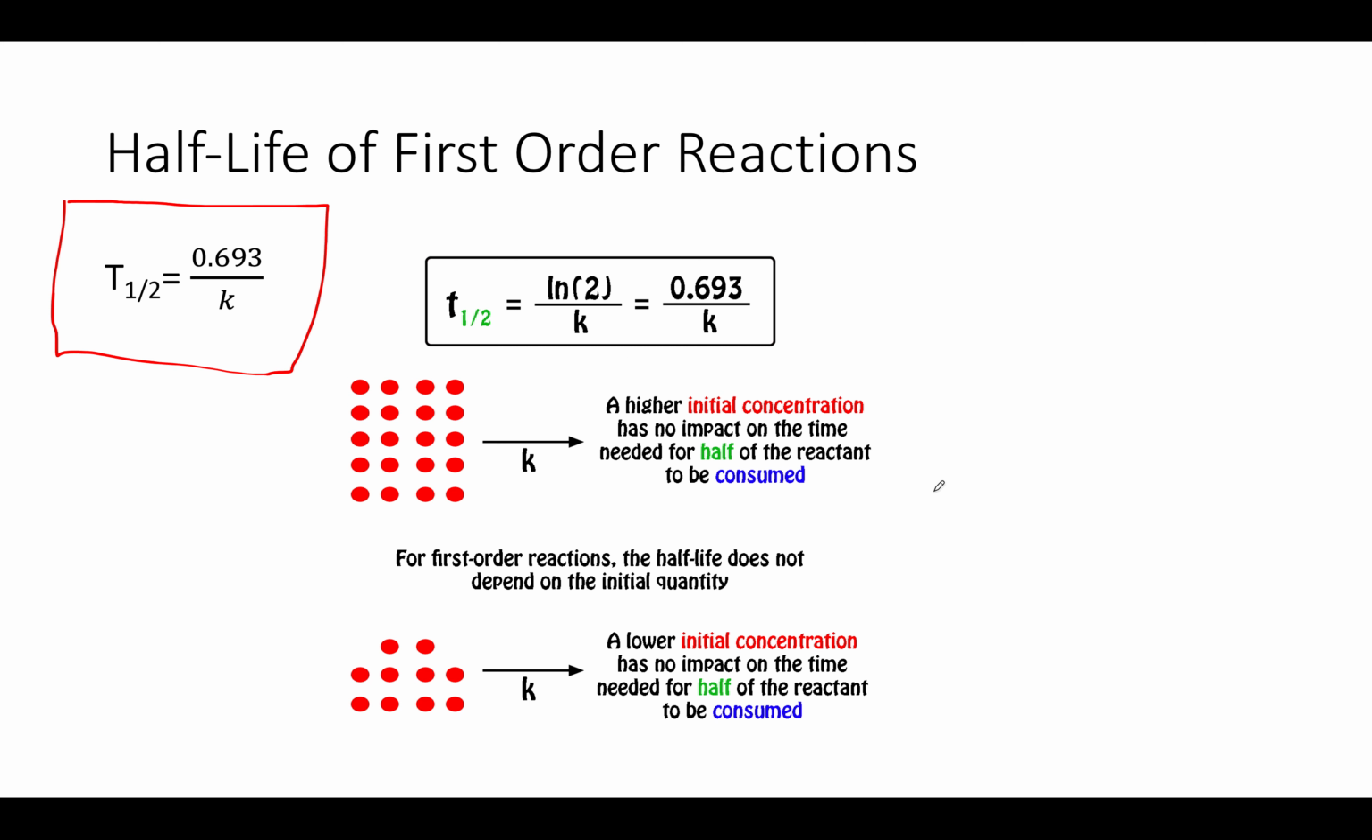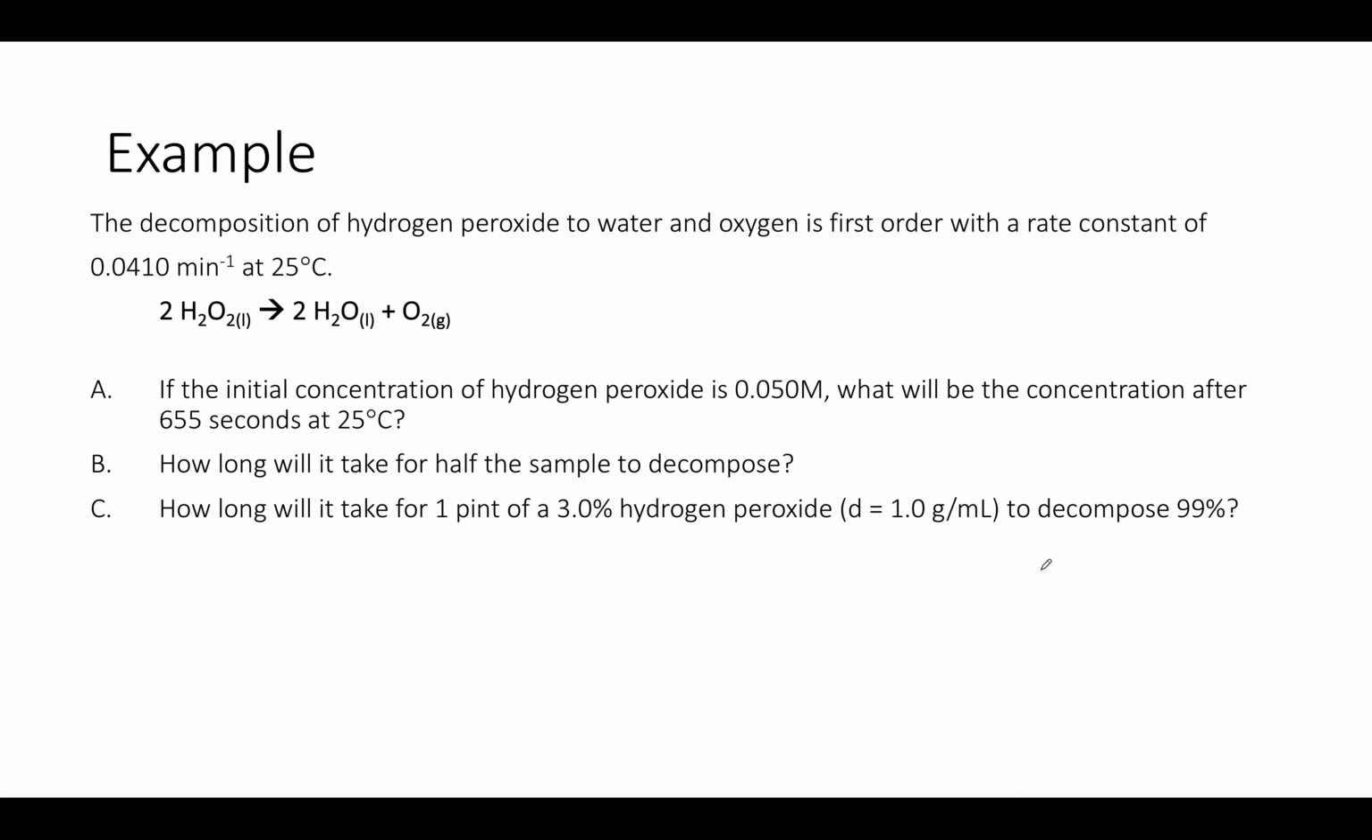The reason why we can assume that it's always 0.693 is that the concentration of reactants in first order reactions doesn't affect the half-life. So that's why we can simplify it to the half-life for first order reactions equals 0.693 over k. This is not true for second order reactions.